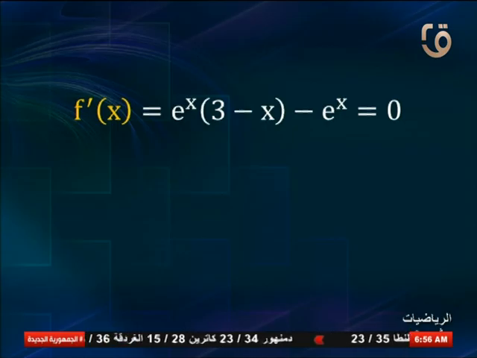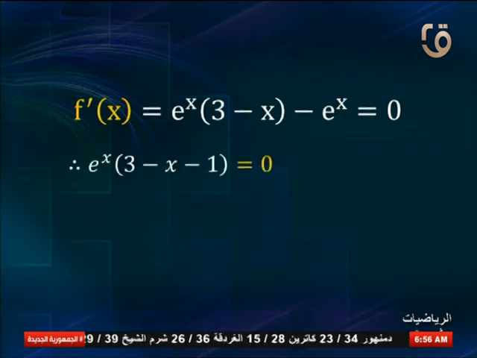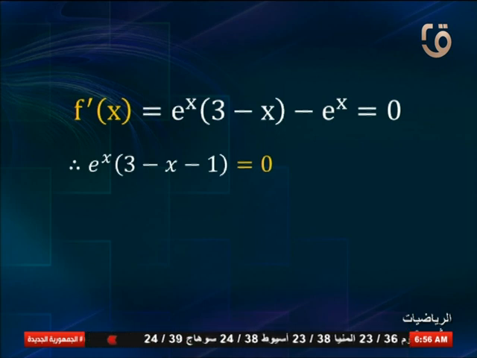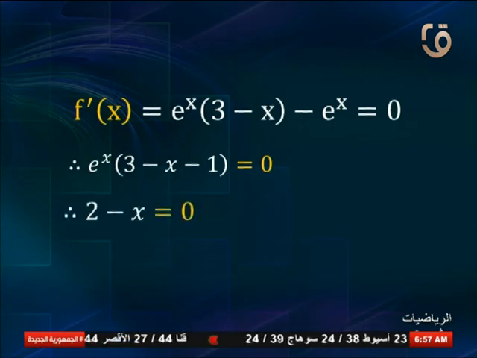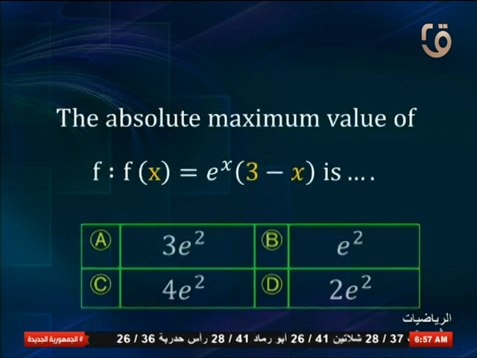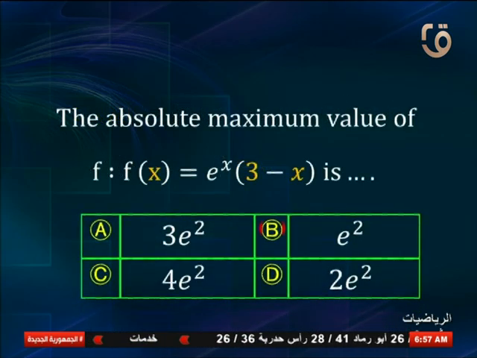First, f' equals 0: e^x (3 − x) − e^x = 0. Then by taking e^x as a common factor, 2 − x = 0, so x equals 2. f(2) equals e². Why? Because e^x at x = 2 is e². Then the absolute maximum value is letter B, e².